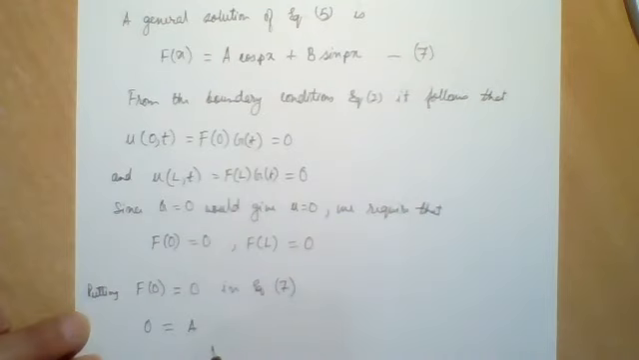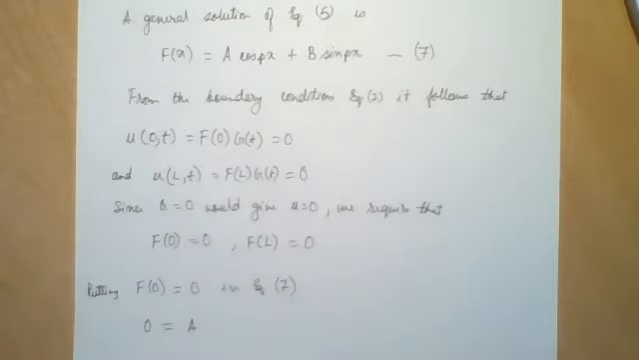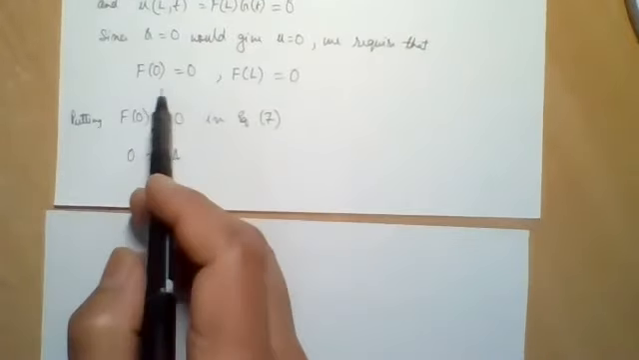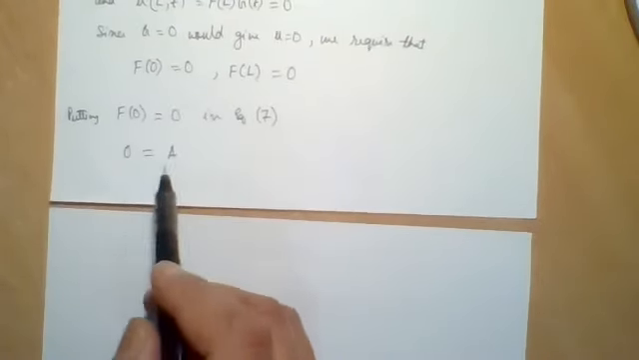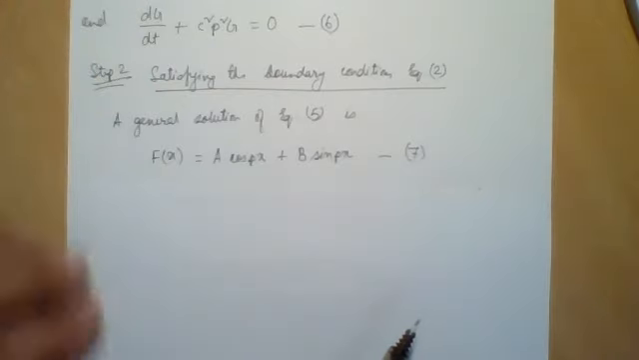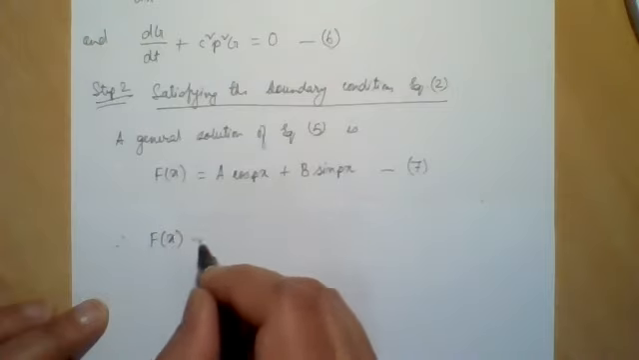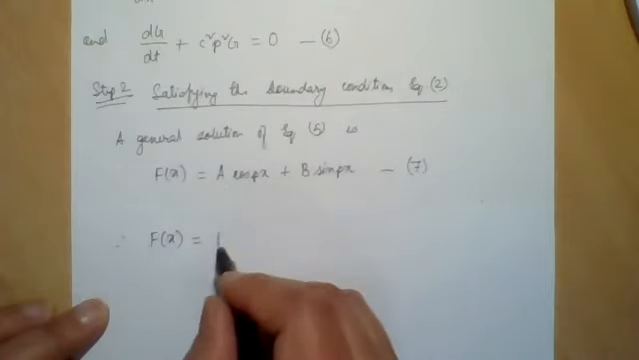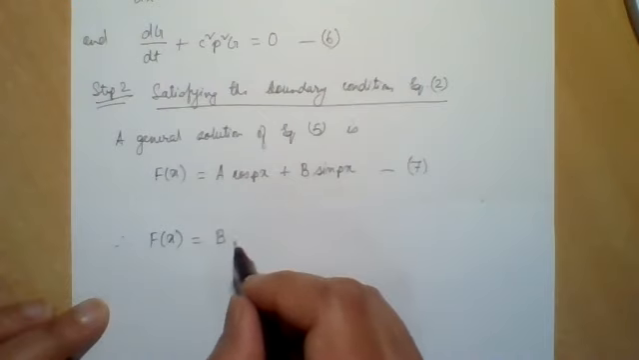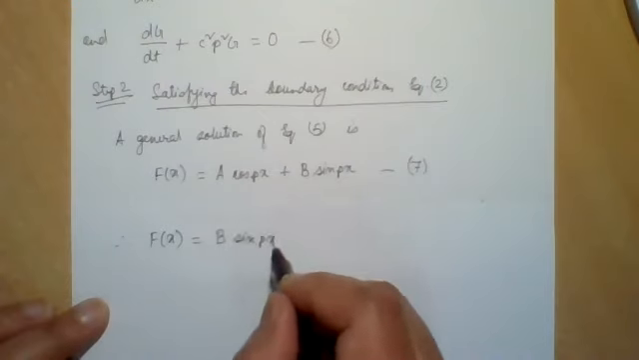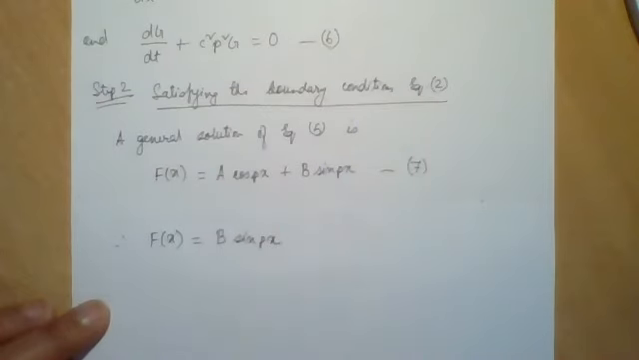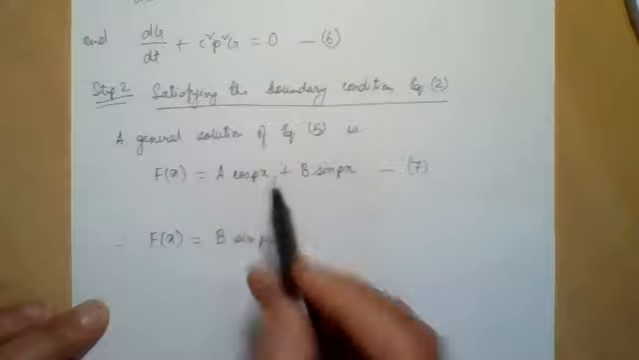Okay. So what does it give us? Let me write it on a new sheet of paper. If I use the first boundary condition, f of 0 equal to 0, it gives me a should be 0. That means equation number 7 reduces, so in f of x, a is 0, therefore the new form of f of x should be b sine px. Because a is 0, this term will vanish.